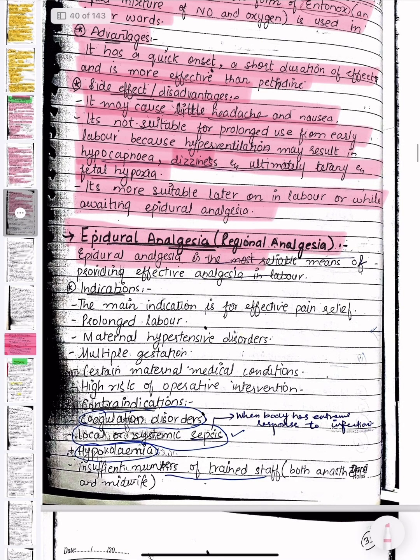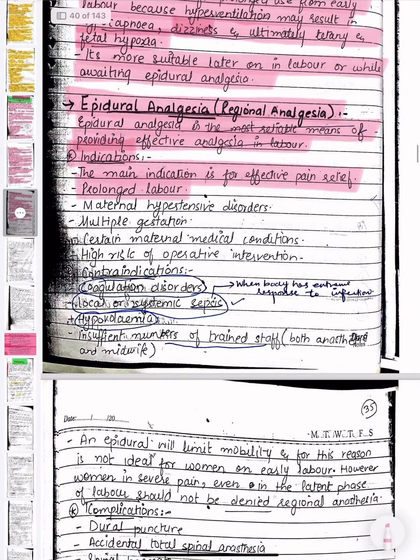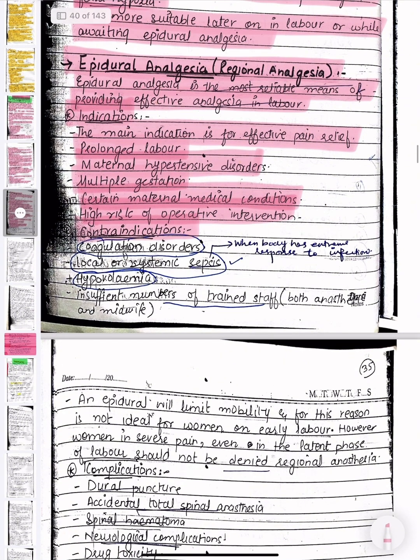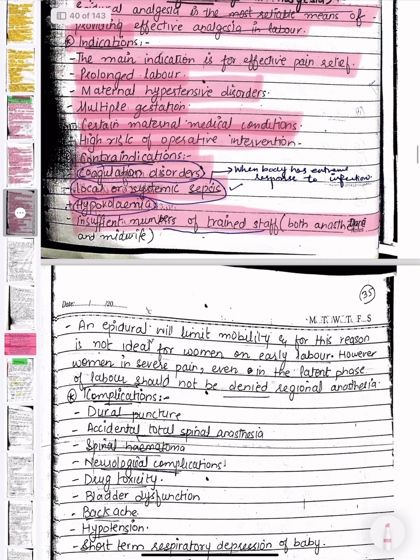Epidural analgesia is the most reliable means of providing effective analgesia in labor. The indications are that it is more effective for pain relief. It is used in prolonged labor. It is used in maternal hypertensive disorders, multiple gestation, certain maternal medical conditions, and high risk of operative intervention. Contraindications are coagulation disorders, local or systemic sepsis, hypovolemia, insufficient numbers of trained staff, both anesthesia and midwife.